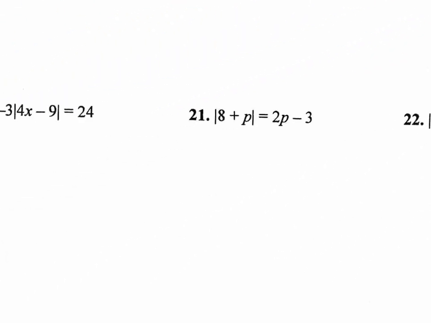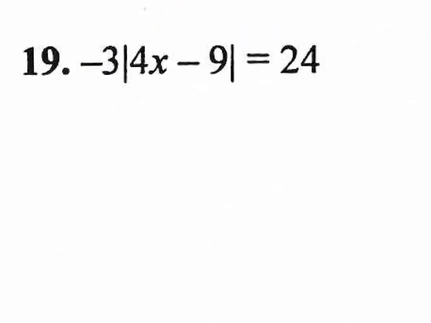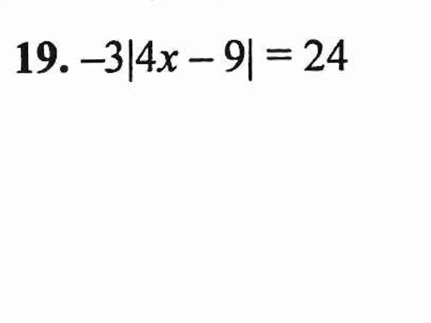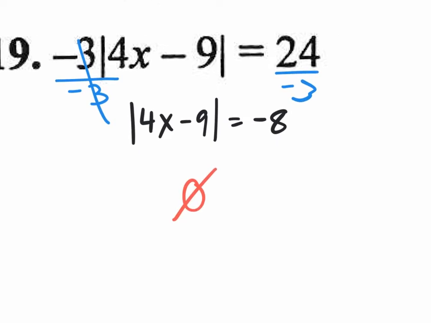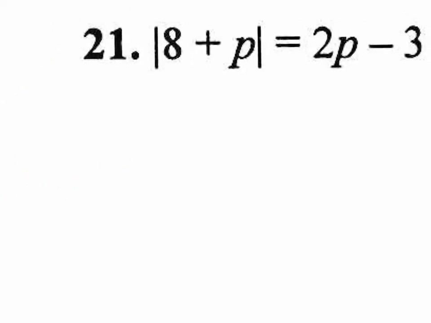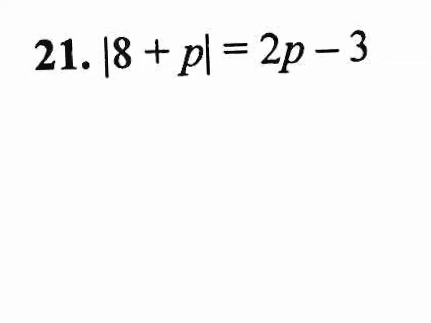Let's go to 19. How about here? What do I do? Isolate, divide by negative 3. Divide by negative 3. And what do we have? We have an absolute value of 4x minus 9 equaling negative 8. And right there, once again, no solution. Maybe I should just give you a bunch of these no solution questions on a quiz on Friday. They're easy.